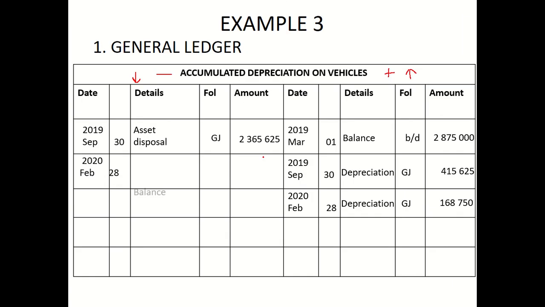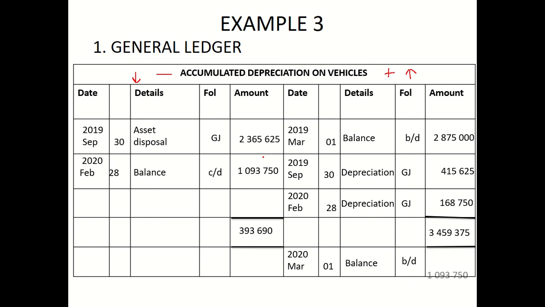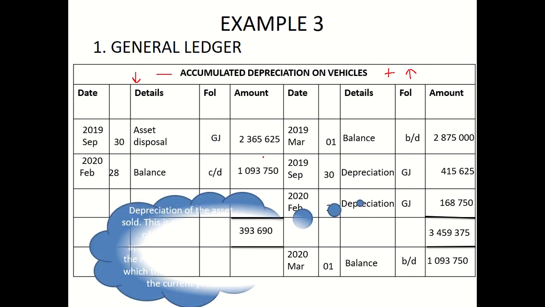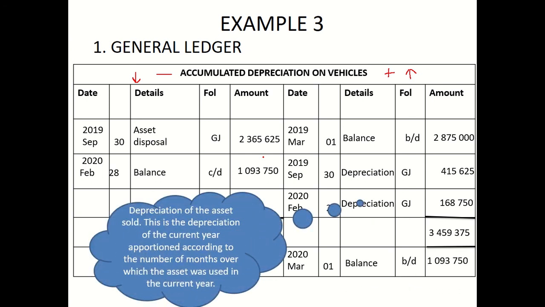Now, guys, meaning that the carrying value at the end of the year will be 1,093,750, and that will be your balance brought down in the next financial year, guys, which is 1,093,750. That is the depreciation of the asset sold. Okay, that is in the wrong place. That's here. It needs to start there. Okay, that is depreciation of the asset sold.